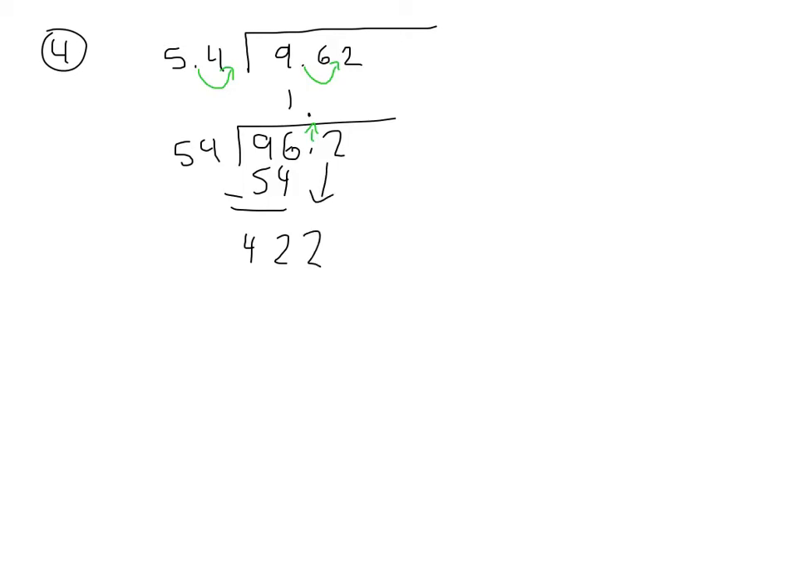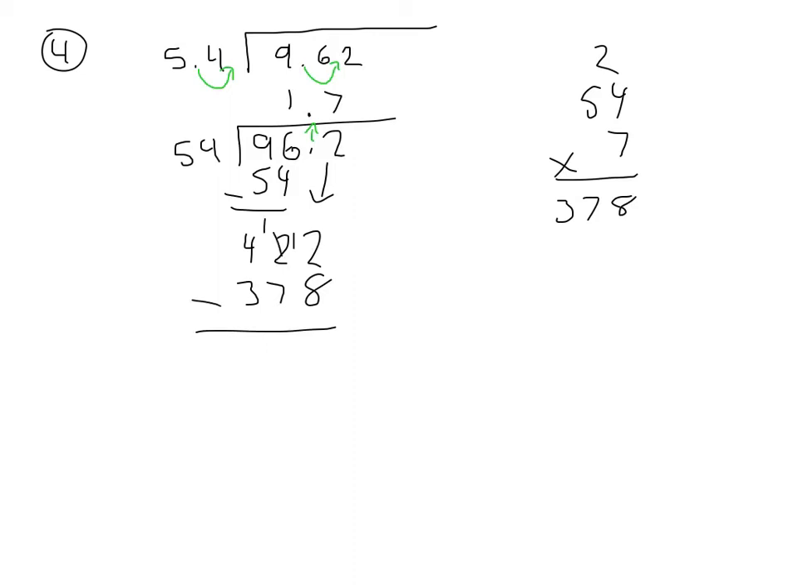54 goes into 422 how many times? I think it's going to be 7. Let's try. 28, 35, and 2, 37, 36. Yeah, that'll work. 7. So 378. Subtract, it's a 1, it'll be a 4. 44. Okay. So what do I do? Well, I still have a remainder. So remember, I add a 0. Okay, I'm going to bring that down.